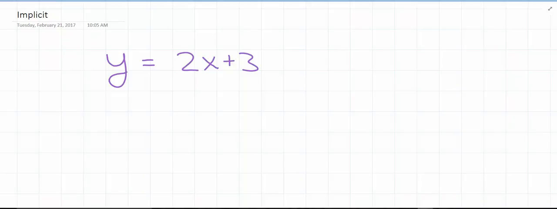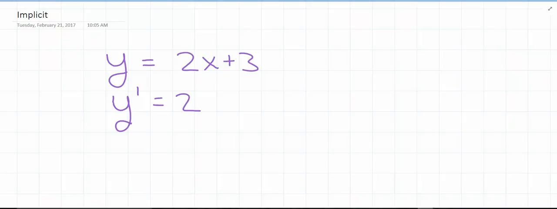Now I'm just going to use this prime notation here, but what we're going to say is, okay, y prime is equal to 2. And we're done with that one, right? So there we have y defined explicitly in terms of x. It's just y equals.